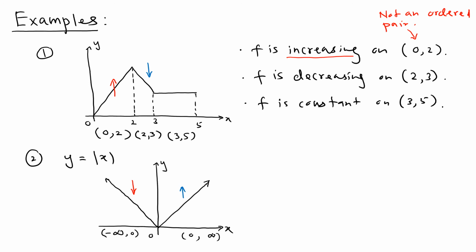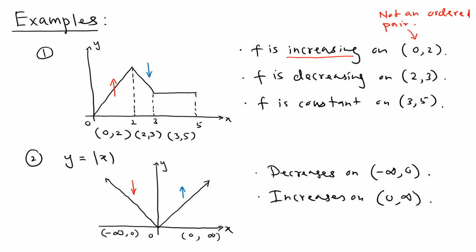So we can write decreases on negative infinity to 0, and increases on 0 to infinity. We do not include corner points when you have infinity, but we can include 0 here, though we do not, for consistency later. Okay, let's look at the next problem.